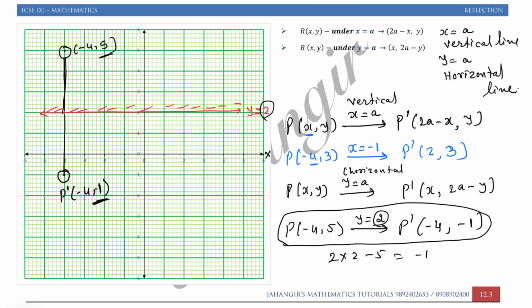Hope you understood this. So whenever you are reflecting under the vertical line, any vertical line, the vertical line ka equation is x equal to some constant value. So its x coordinate will change, y will remain same. But when you are reflecting in the horizontal line, uska x coordinate will remain same and y coordinate will change, like 2a minus y, and x coordinate for x equal to a will change like 2a minus x. With this, reflections ka concepts is done. If you will do some questions, you will gain confidence in this topic.